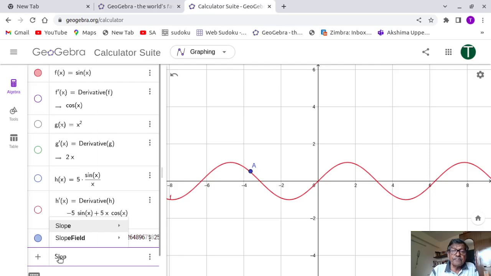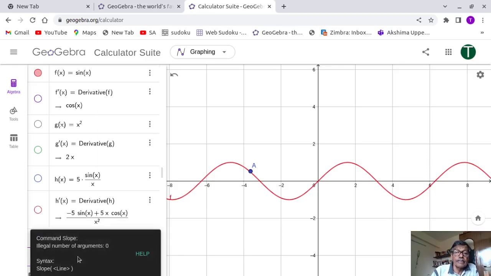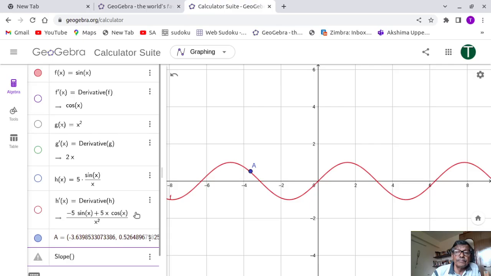Slope of what? Slope of f at the point A. Does it take? No, it has not taken. So you can just change it, slope at A of the function f.